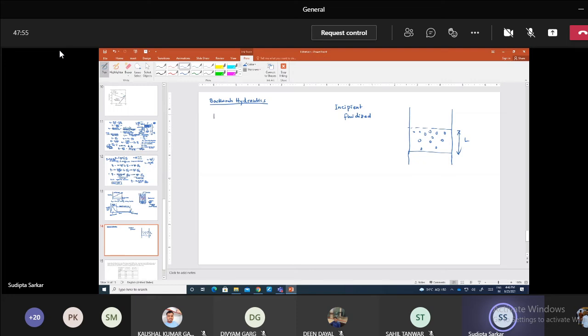At this time, we can say the force of drag is equal to the effective weight of the particle. This is what happens during incipient fluidization, and we provide water like this, and the bed expands. Let us call this expanded bed length L. So it was L and becomes L expanded. How do we find the head loss in the expanded medium? Let us try to find the head loss in the expanded medium.